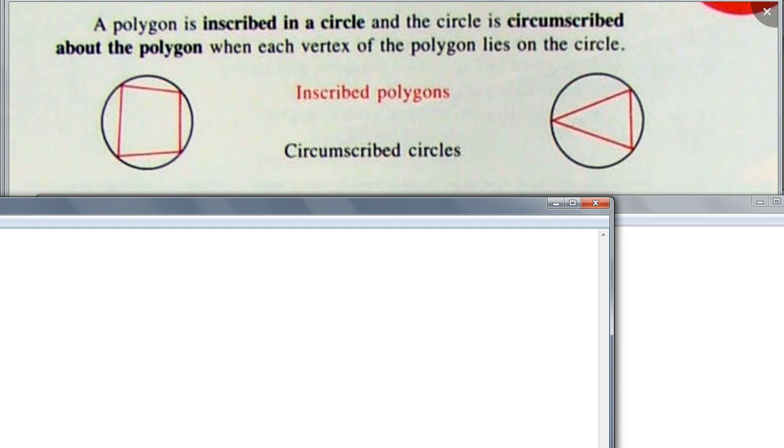Does that make sense? That's why they did it in red and black like that. The shorter way of saying a polygon is inscribed in a circle is inscribed polygons. Another way of saying a circle is circumscribed about the polygon is circumscribed circles. Is that okay? Does that make sense? All right. Any questions? That's the last of the terms you need to know about circles for today. Are we good? All right, good.